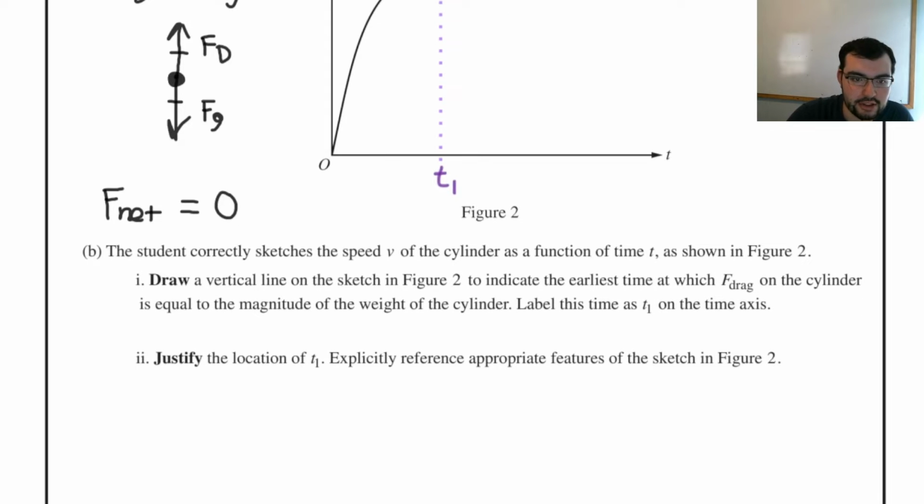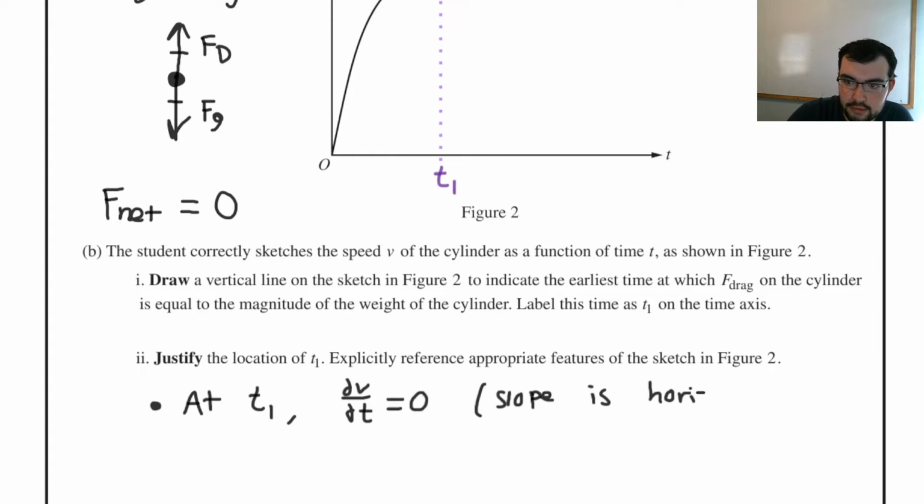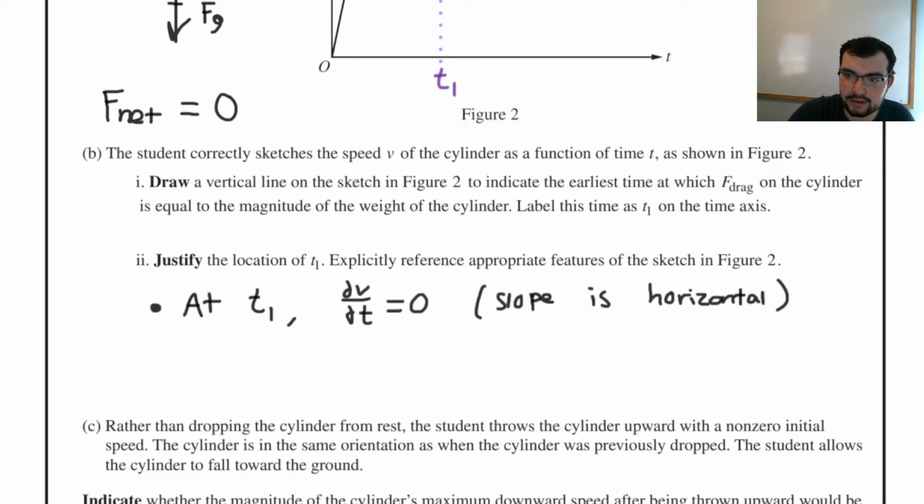Well, justify the location. Well, at T1, we have dv/dt equals 0 because the slope is horizontal, or the tangent line is horizontal, I should say. We have a slope of 0. And why is this important? Well, this implies that acceleration is equal to 0, which means that F net is equal to 0.